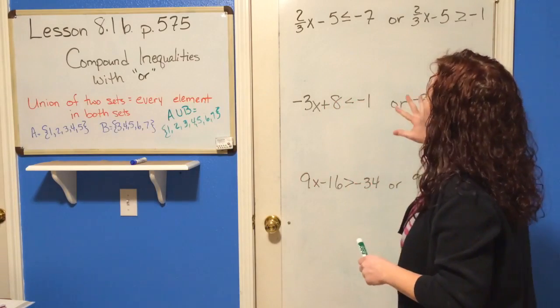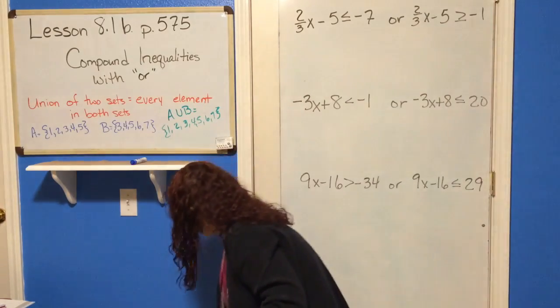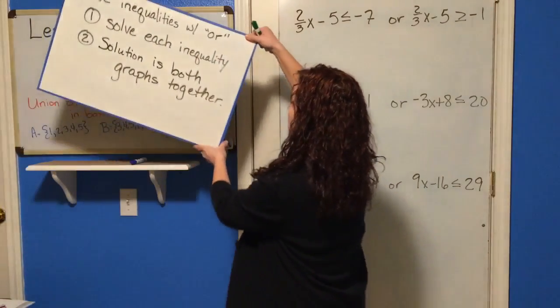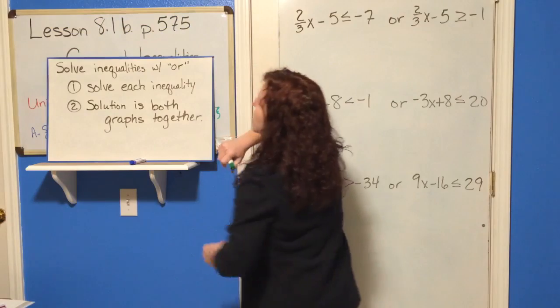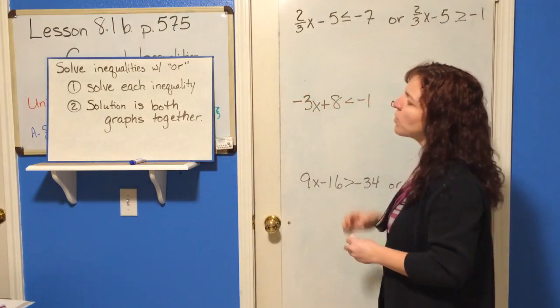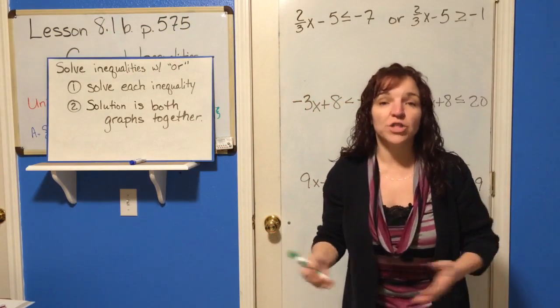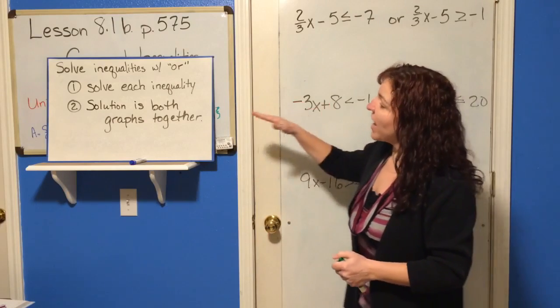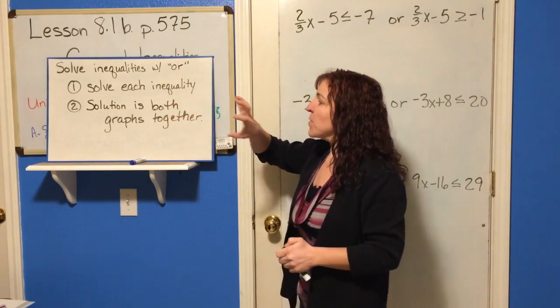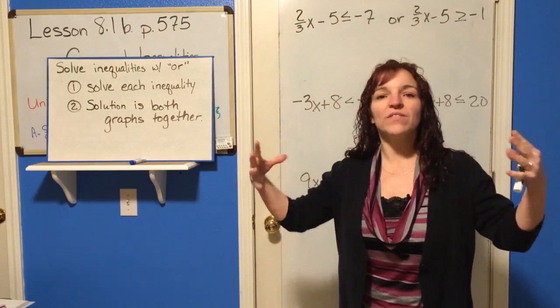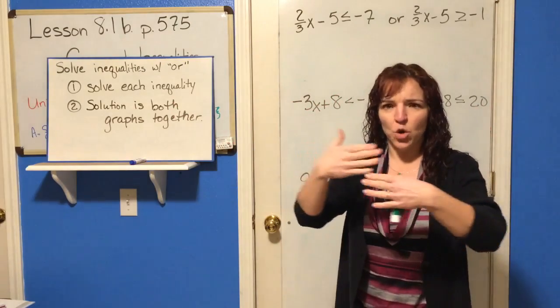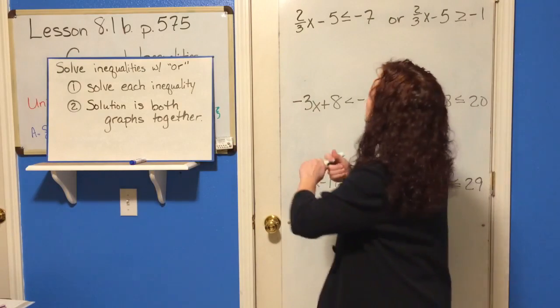So let's look, and actually let's get our list here, our directions. Solve inequalities with or. Number one is just solving the inequality, just like we did when they had and. And then the second step is the solution is both graphs together. So whatever is on both graphs, you leave it. You don't have to only get what overlaps. So let me show you.